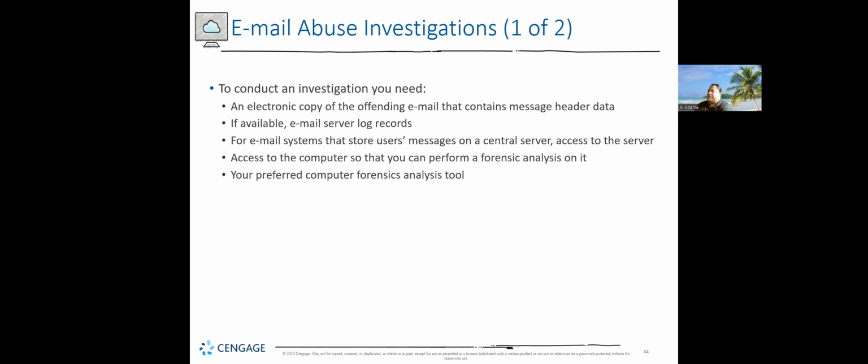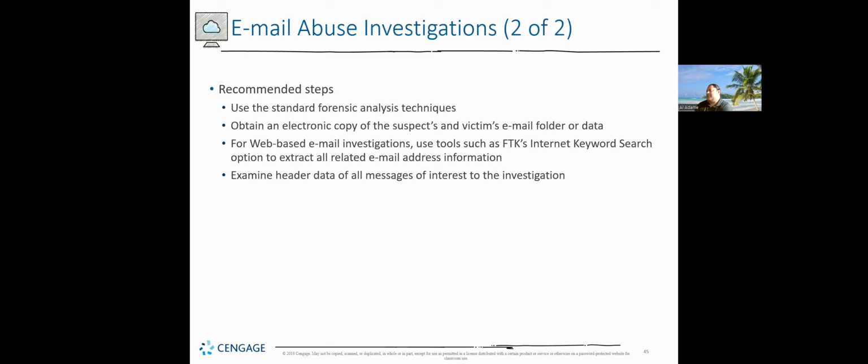Use your preferred computer forensic analysis tool, whatever tool you want to use to scan it and make sure this is where it came from. Use the standard forensic analysis technique, which we will cover more later down the line. Obtain an electronic copy of the suspect's and victim's email folder or data. For web-based email investigations, use tools such as FTK's internet keyword search option to extract all related email address information. Essentially, you can sift through the mailbox, is what you're doing with it.